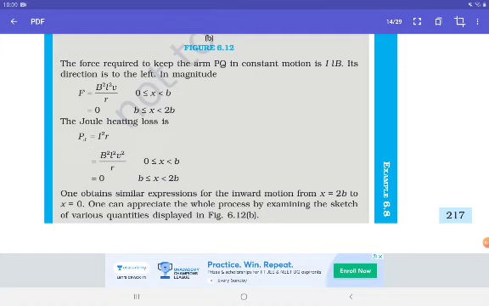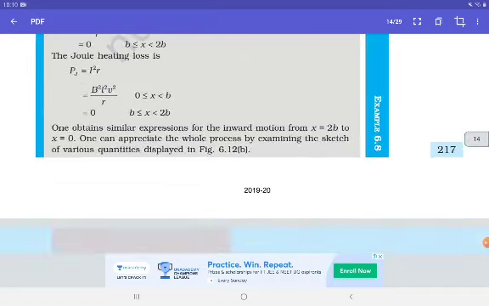The joule heating loss is PJ = I²R = B²L²V²/R when 0 ≤ x < b, and 0 if b ≤ x ≤ 2b. One obtains a similar expression for the inward motion from x = 2b to x = 0.